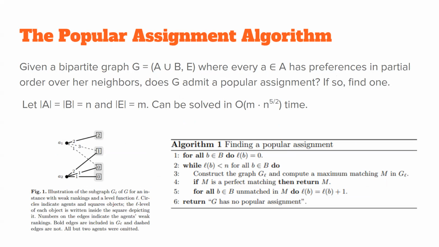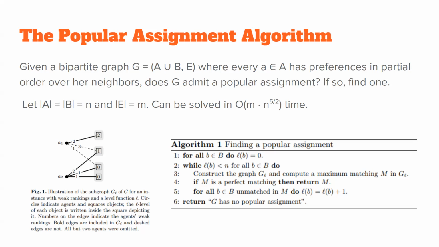If so, find it. So in figure 1, we can see that given a level function, we can let lA be the highest level at which agent A has neighbors. So we can define a subgraph GL by putting an edge that exists in E into E of L if and only if 1, B has level lA and A has no neighbors in lA that she prefers to B, or B has level lA minus 1 and A prefers B to each of her neighbors in lA. And moreover, she doesn't prefer any of her neighbors in lA minus 1 to B.